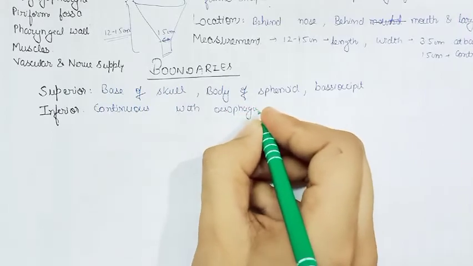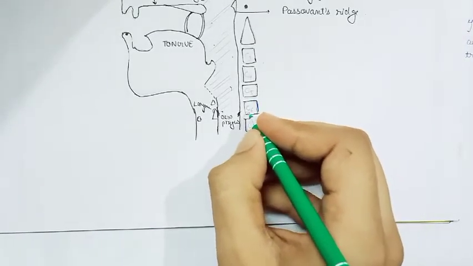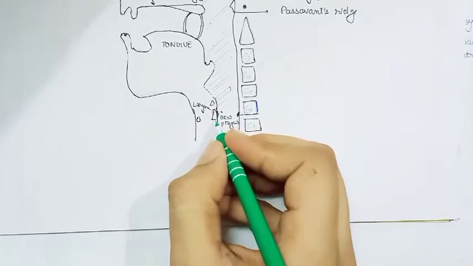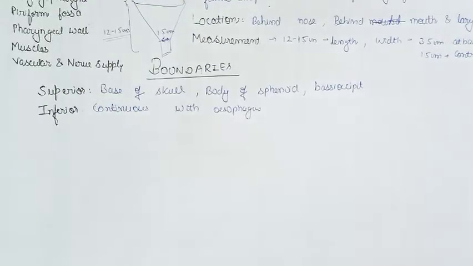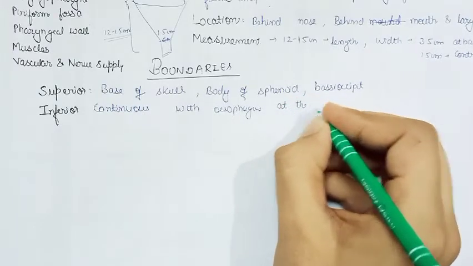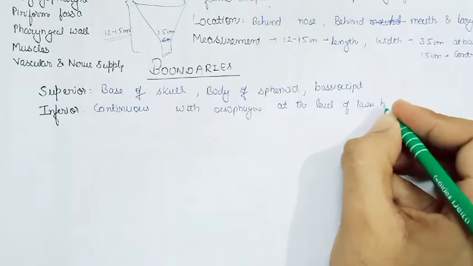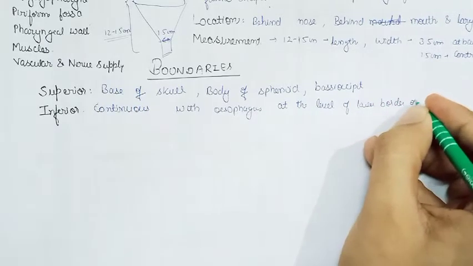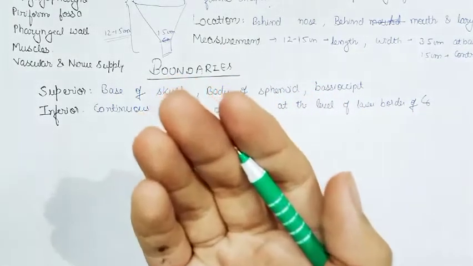And what is the vertebral level? You can check out in the diagram. It is the lower border of C6 vertebra. So this is the C6 vertebra and its lower level, or the lower level of the cricoid cartilage. So we can write it is continuous with the esophagus at the level of lower border of C6, or you can say posteriorly and anteriorly we have the lower border of the cricoid cartilage.